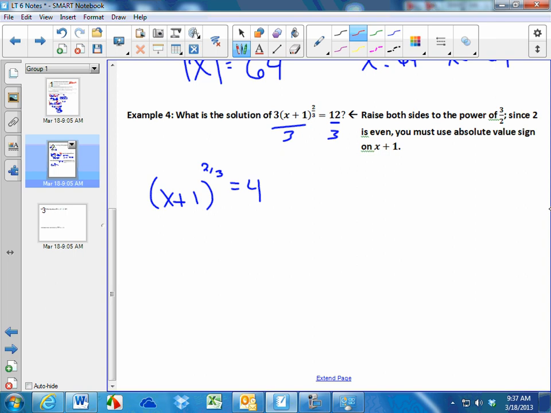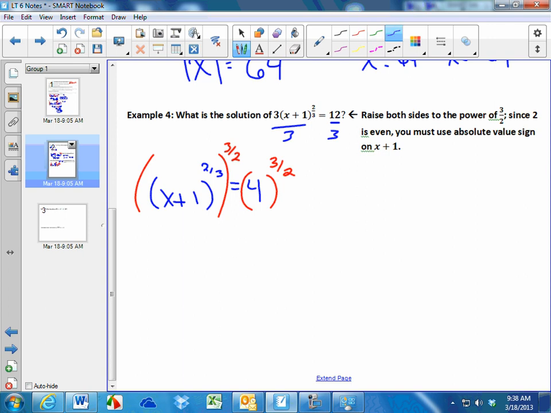Follow the rule on the front page. Raise it to the power of... it's 2/3 now, so flip it, 3/2. Raise this left side to the power of 3/2 and raise the right side to the power of 3/2. Is either of those numbers, 3 or 2, even? Yes. So we'll need absolute values.